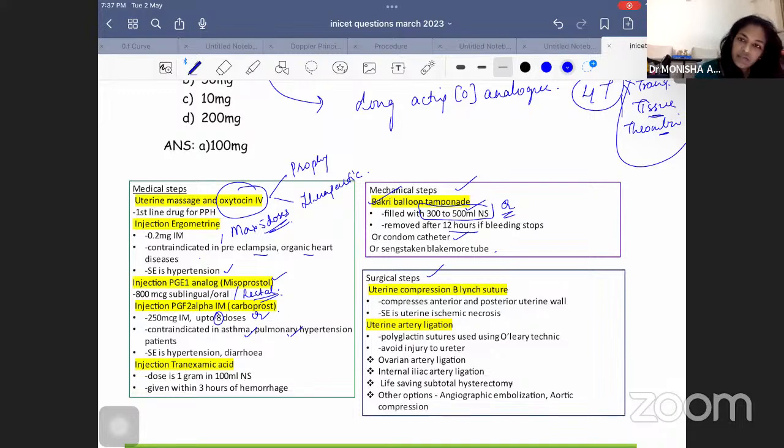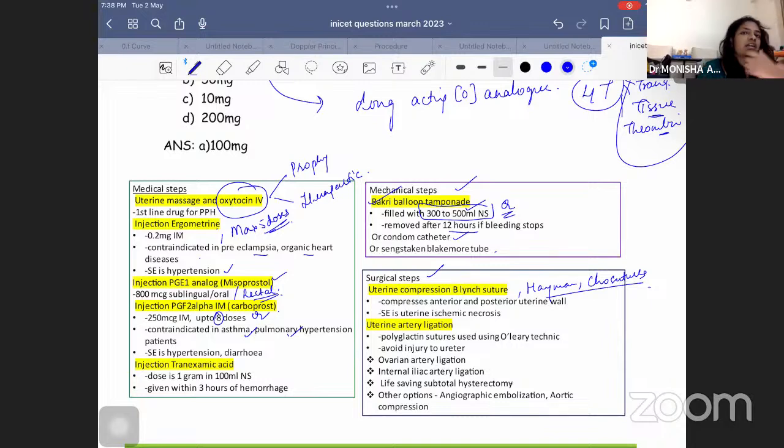What are the surgical methods? You start first with the uterine compression sutures, which is the B-Lynch suture. What are the other things? Hayman. Okay. B-Lynch, Hayman, Cho sutures. What is uterine artery ligation? That is one thing you have to remember. Uterine artery ligation, internal iliac artery ligation.